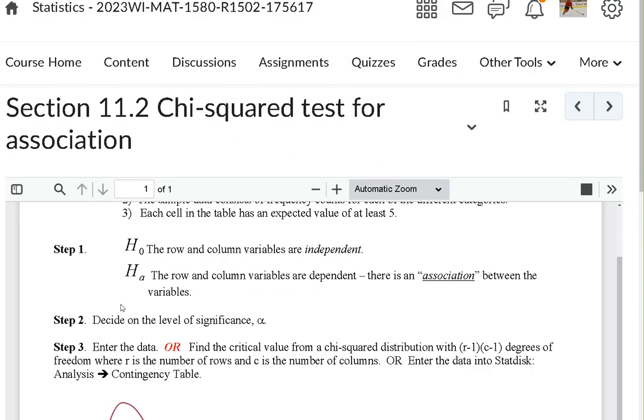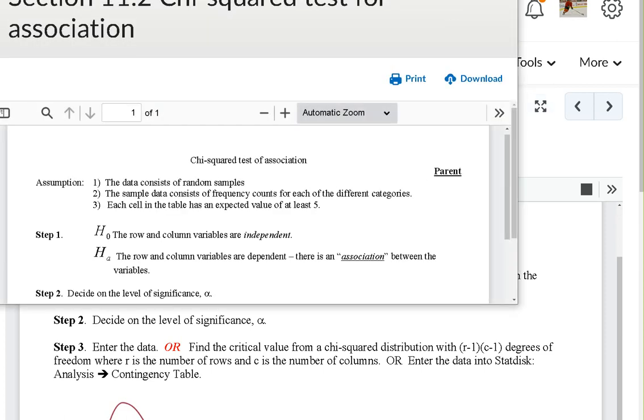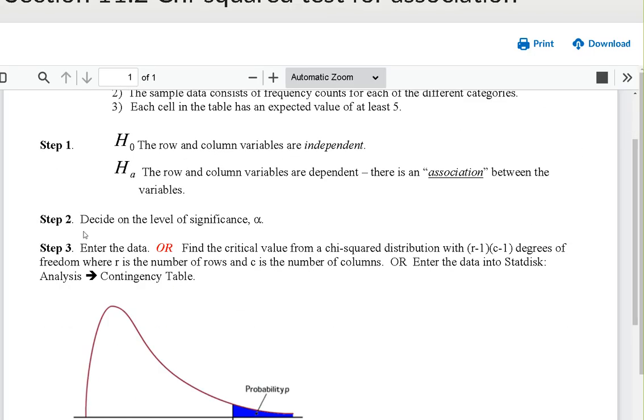Your basic null hypothesis is going to be different than what we're used to, at least from chapters 8 and 9. So your null hypothesis is going to be that the row and column variables are independent, and the alternative is that there's an association between those two. Now we've got to be careful, Anthony, that we're not going to go beyond the idea of an association. It's just there's some kind of relationship. We're not saying if one causes the other or not.